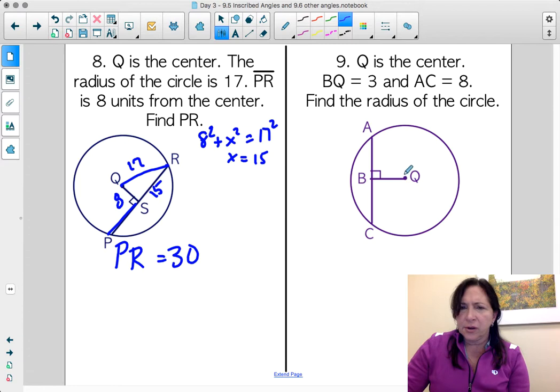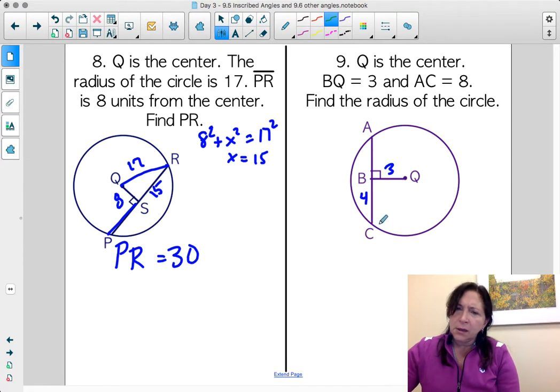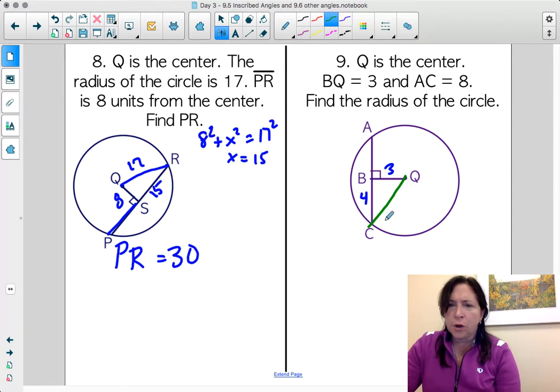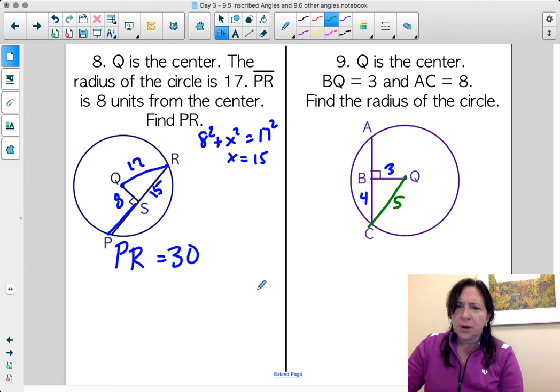Q is the center. BQ is 3, AC is 8, which makes this 4. Let's draw in our radii. Always draw in your radius when you see your chord attached. That's a 3, 4, 5 right triangle. Find the radius. Radius is 5.